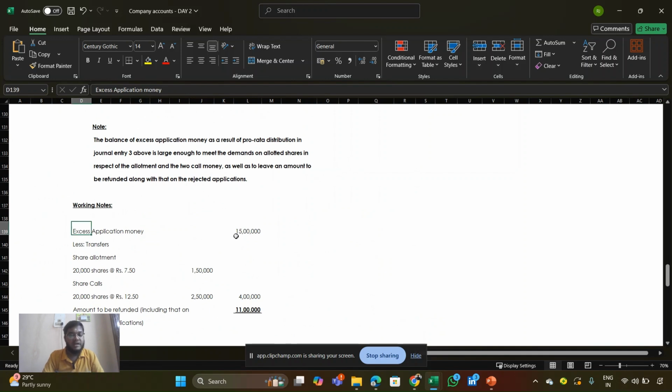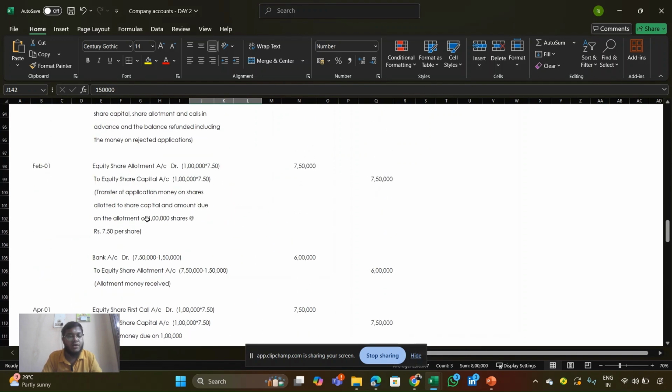See, the excess application is 15 lakh. From the excess application, we have adjusted to the share allotment 20,000 shares into 7.5, 1 lakh 50. And the share calls, first and second call, we have adjusted 12.5, 20,000 into 12.5, 2 lakh 50. And the balance amount, 15 lakh minus 4 lakh, should be rejected. So to the extent they have given in the question, we have adjusted to the allotment and calls money, and the balance will be rejected. We can't do anything with the balance.